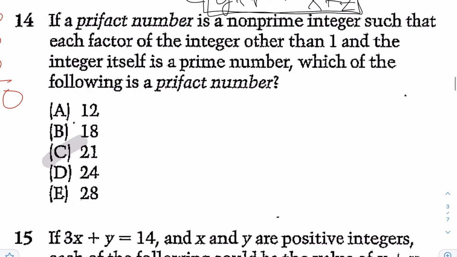All right, next for number 14. If a prime fact number is a non-prime integer such that each factor of the integer other than 1 and the integer itself is a prime number, which of the following is a prime fact number? So just follow the word problem here. You have a non-prime integer such that each factor, so remember factor times factor is product.